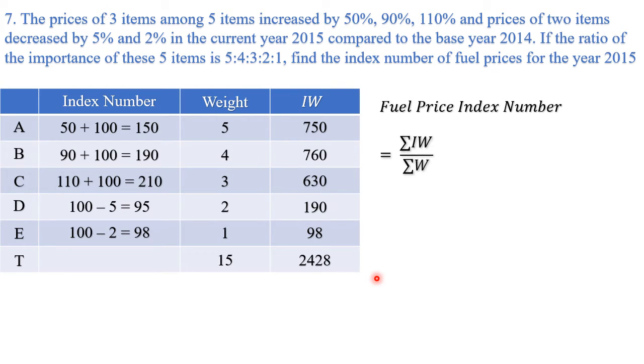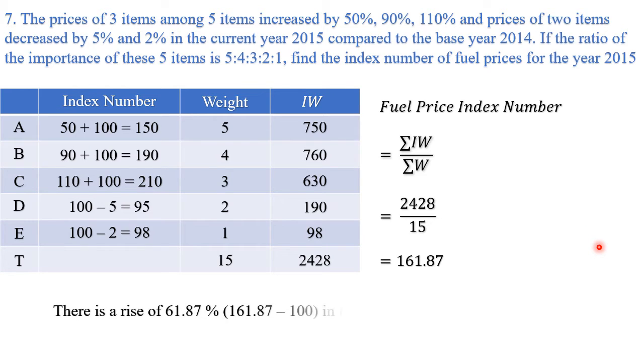Next we have to give the fuel price index number. The formula is IW upon W. Just write the values, 2428 upon 15, and you get the index number, that is 161.87. Just write a statement that there is a rise of 61.87% in the current year compared to the base year.